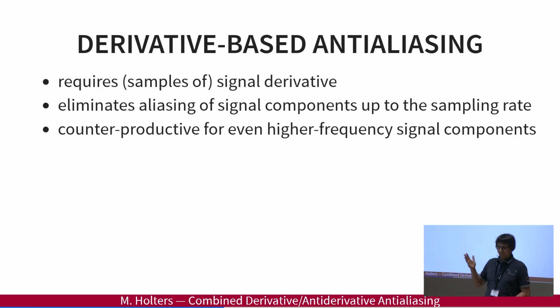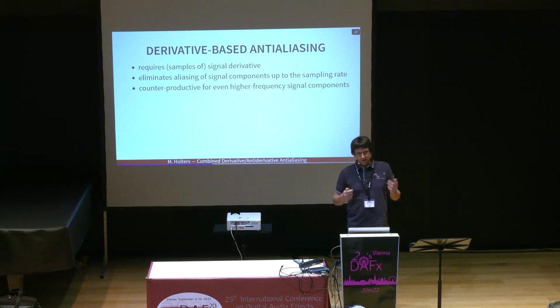So we do have some form of anti-aliasing called derivative-based anti-aliasing here. It requires samples of the signal derivative in addition to just samples of the signal. It allows limiting aliasing of signal components up to the sampling rate, but for even higher frequency signal components, it's actually counterproductive.